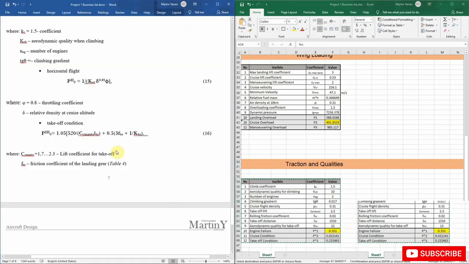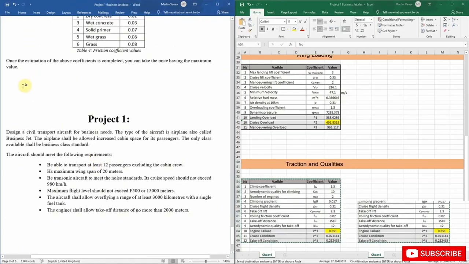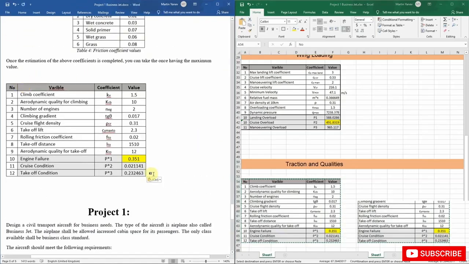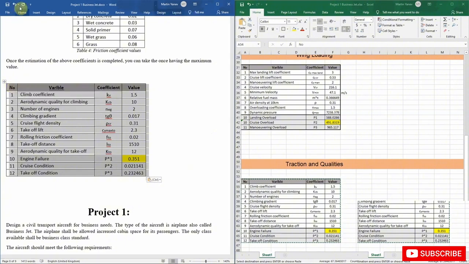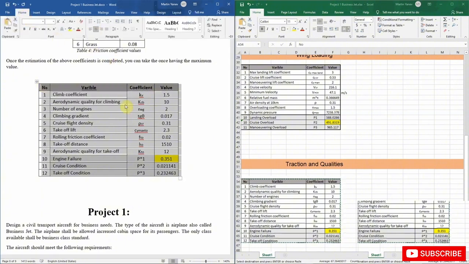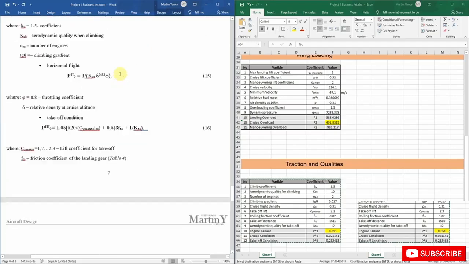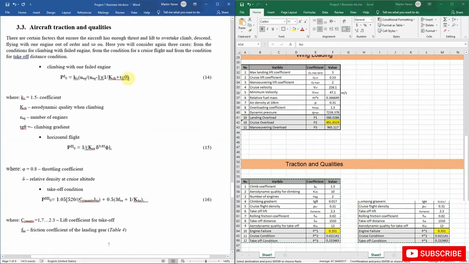So let's copy this, and I'll paste it just below this section, and let me just place it in the middle so it looks more representative. There we go. And I will just write the values for each coefficient here, as we always do. So this one is equal to 0.351. Then the horizontal flight coefficient is 0.